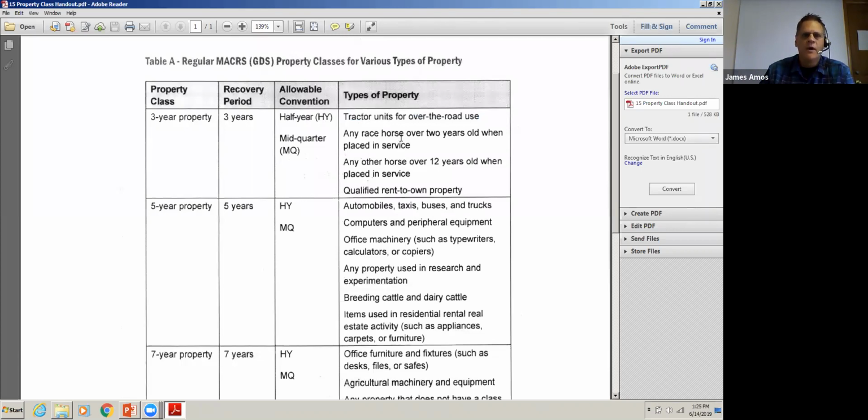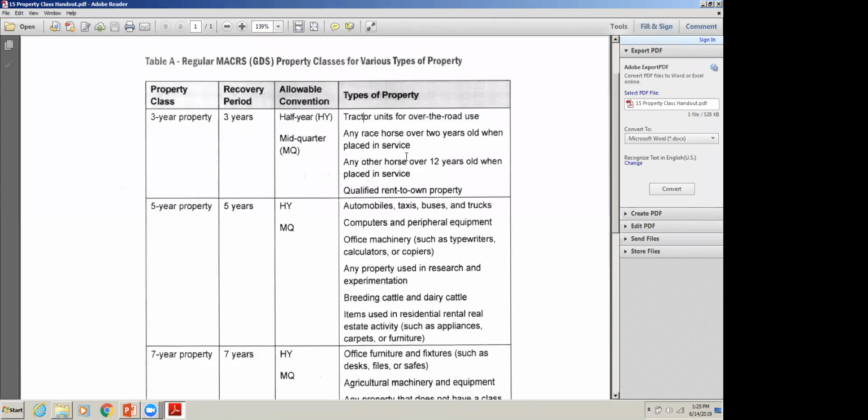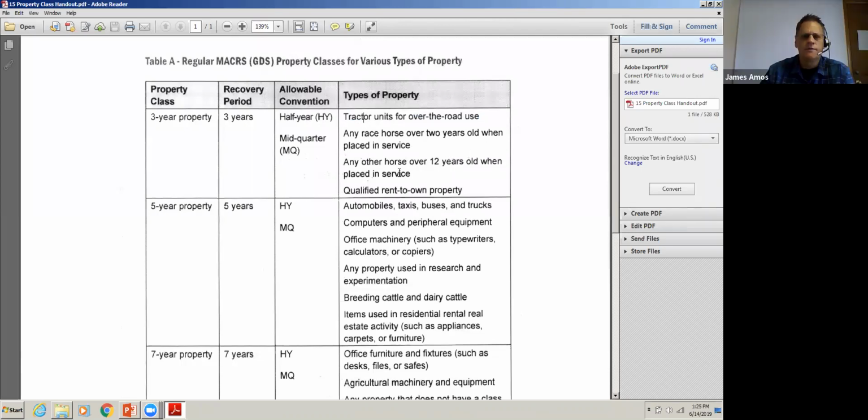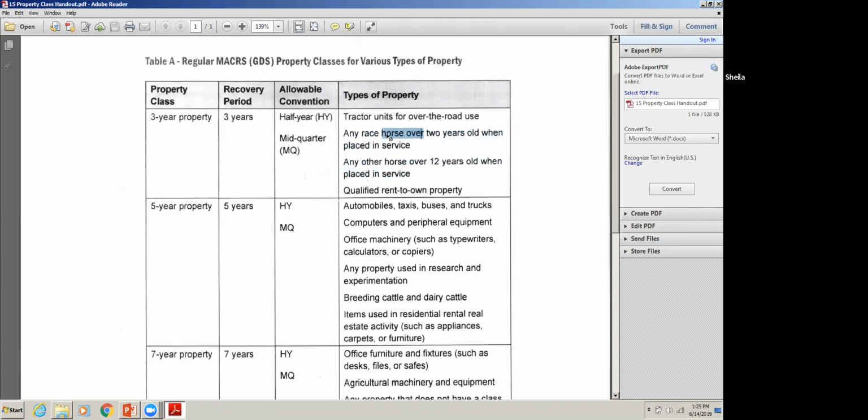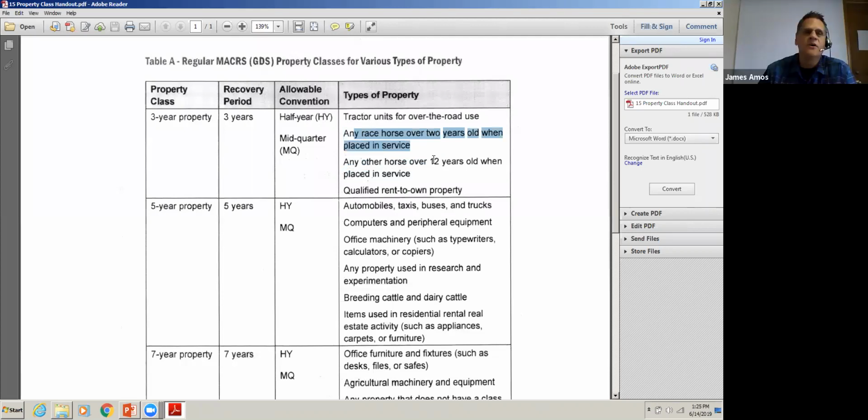Racehorses that are over 2 years old when they were placed in service. Any horse that's 12 years old. Are you really going to run into these two very often? No. But don't be surprised if you get a question about a racehorse. I've seen racehorse questions on there. Remember, you might own a racehorse or purchase one as a colt, but you can't start racing them usually for a couple of years. So it's when they first are put in service. How old were they? Or other horses if they're 12 years old, so 2 or 12.